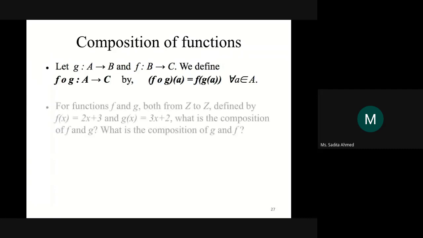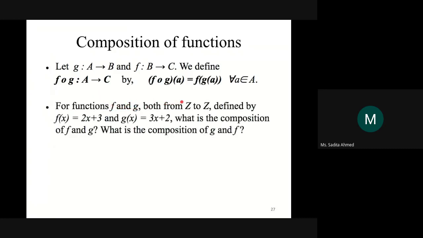Okay. Let's look at an example. For example, let's say f and g, both of these are mapped from Z to Z. Both of them have the same domains. So we don't have to worry about the mappings of the composition, all right? We don't have to worry too much about A to C or whatever, because both of them, as we can see, are mapped from Z to Z. So same domain and same codomain. So we don't have to worry too much about the domain and codomain of the composition.